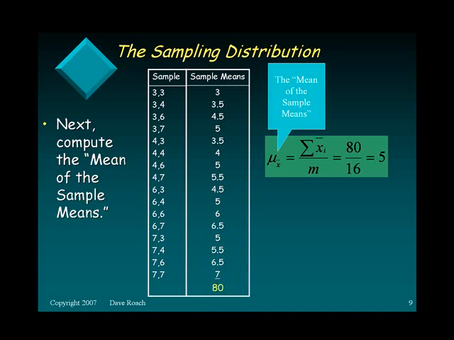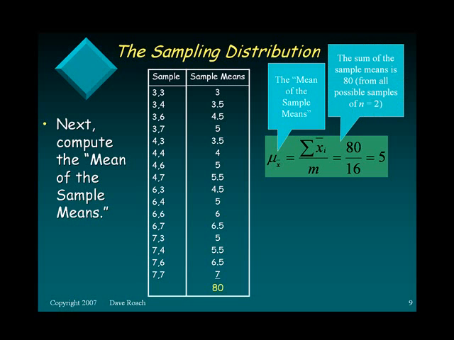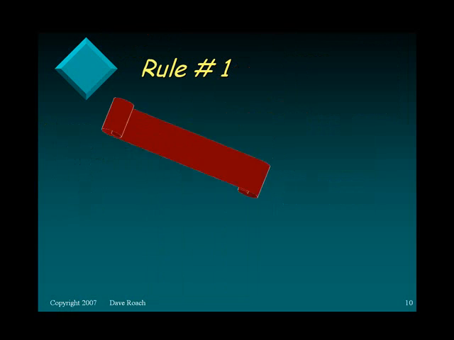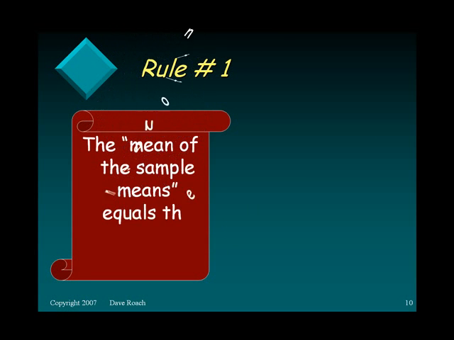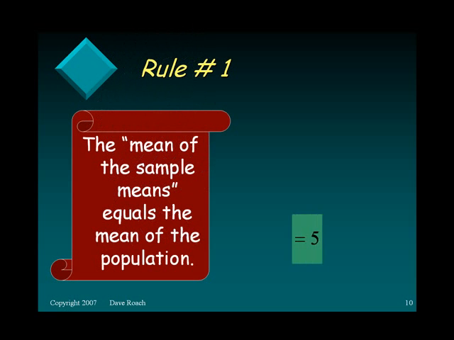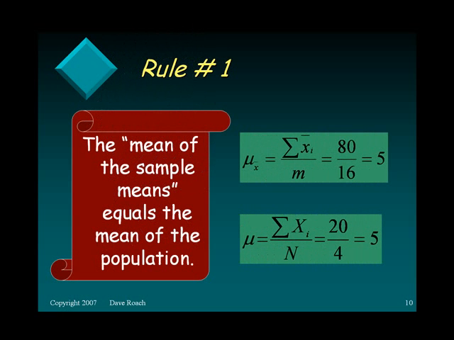So we get the mean of the sample means, mu of the x bars. That's the mean of the sample means, and we have the sum of all the sample means from all possible samples of size 2. The number of samples is m equals 16. Well, so here's rule number 1. The mean of the sample means equals the mean of the population. We had a population mean of 5. Now we have a mean of the sampling distribution that's also equal to 5.